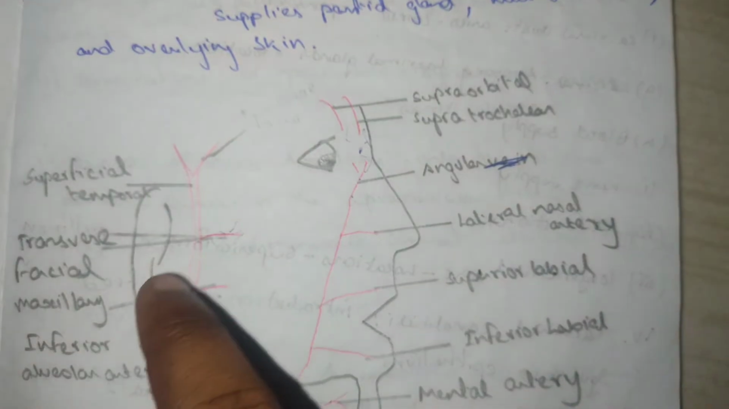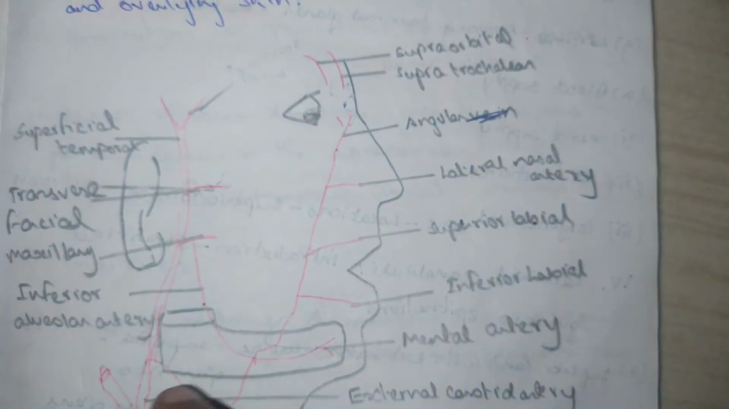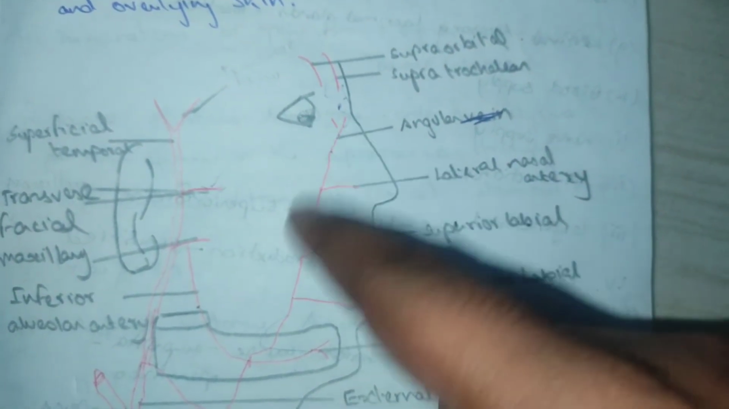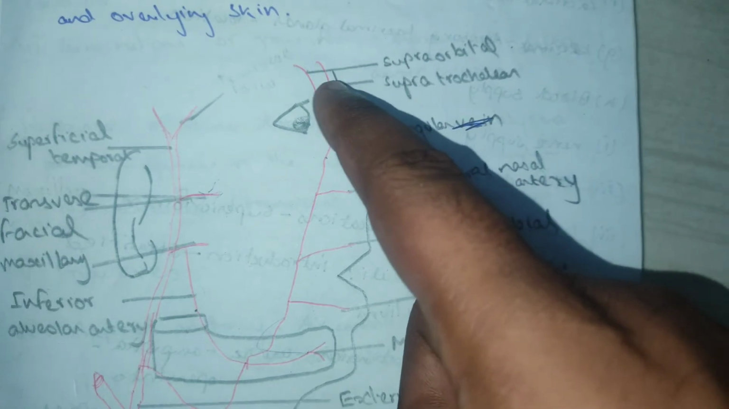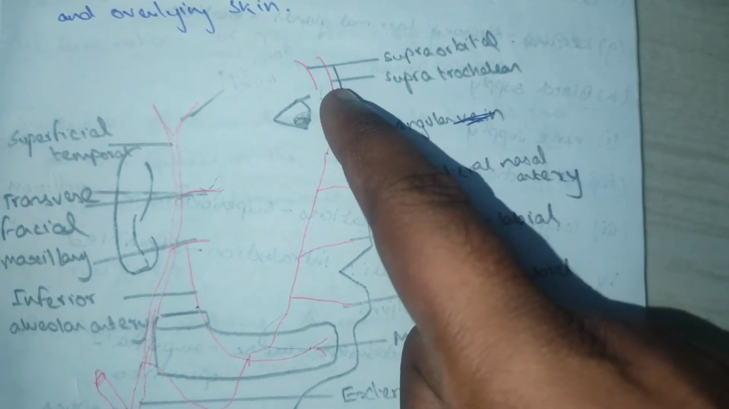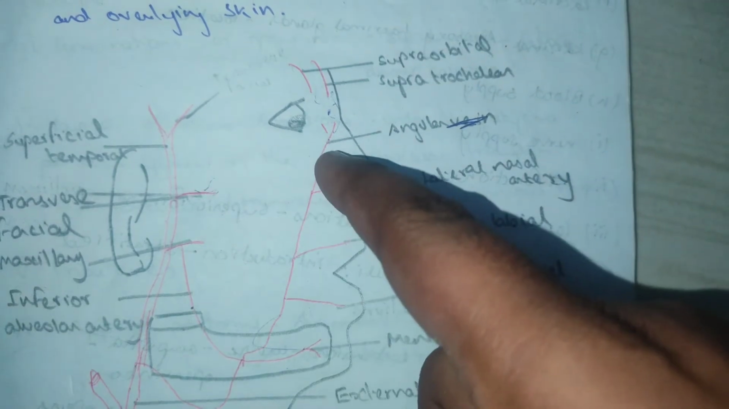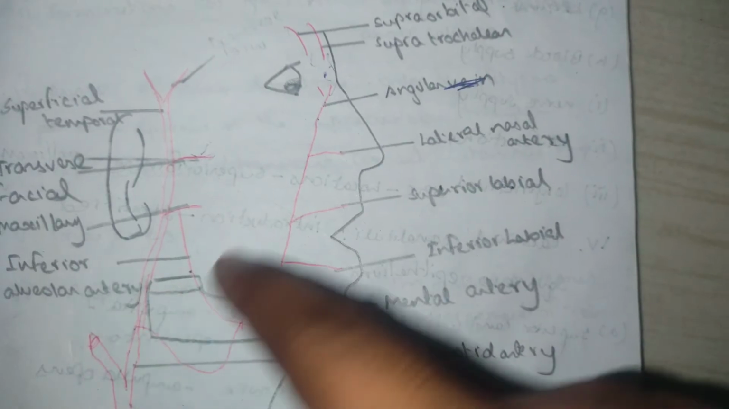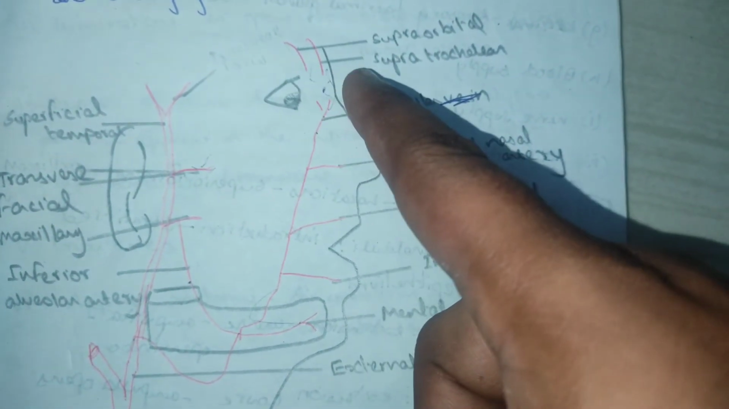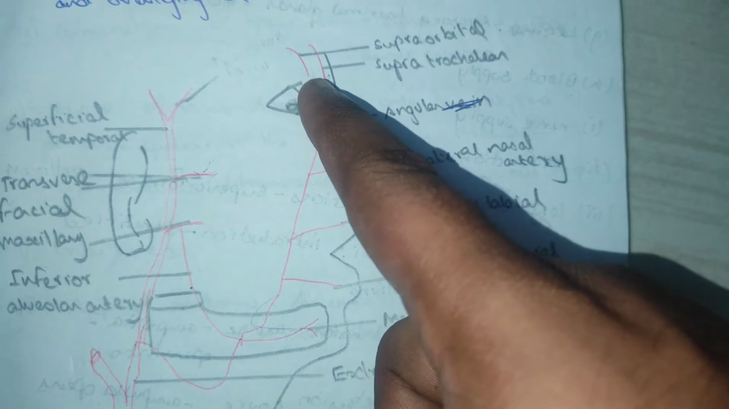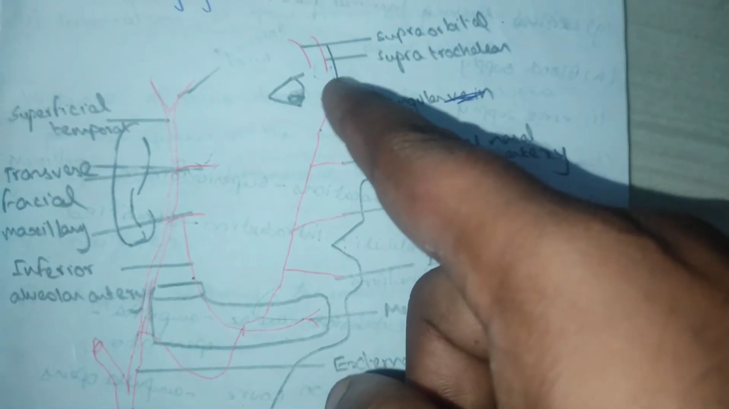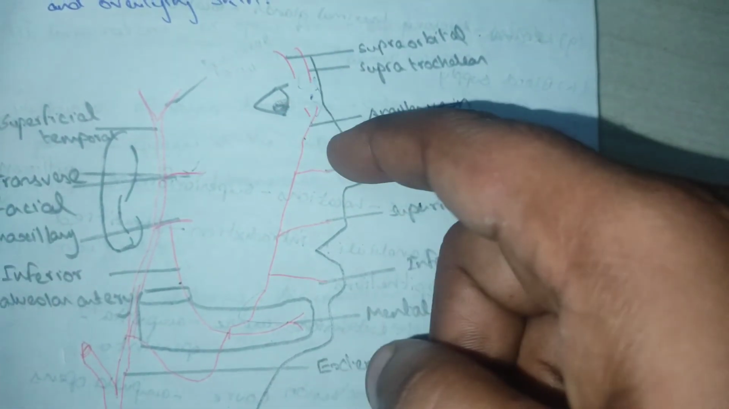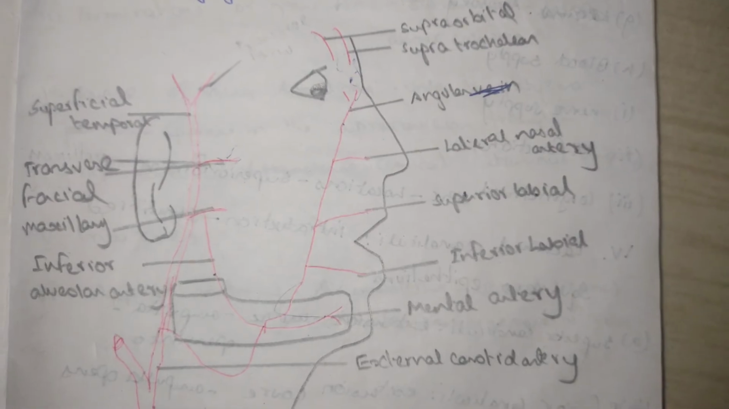Here is the maxillary artery. It is a branch of external carotid artery. Here is the artery which supplies the face, which is known as facial artery. It comes from the external carotid artery. Here the supraorbital and supratrochlear arteries are branches of the ophthalmic artery, a branch of internal carotid artery. Here at the medial angle of the eye, the external carotid artery and internal carotid artery meet each other.